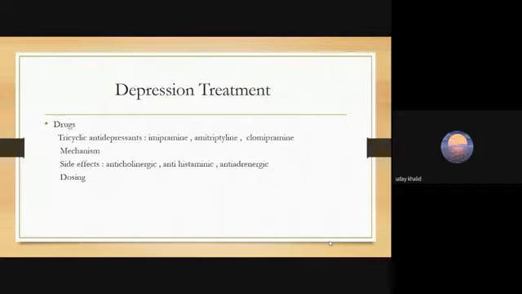And here we expect a range of side effects that is much higher, related to the receptor blocker actions of these groups of drugs. They have anticholinergic action, antihistaminic action, antiadrenergic action, in addition to the monoamine reuptake inhibition.